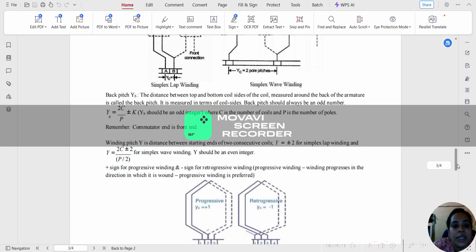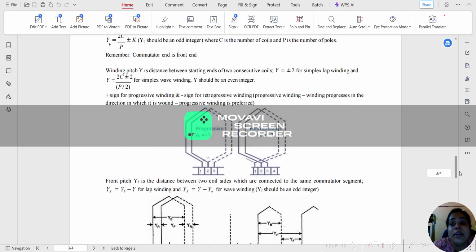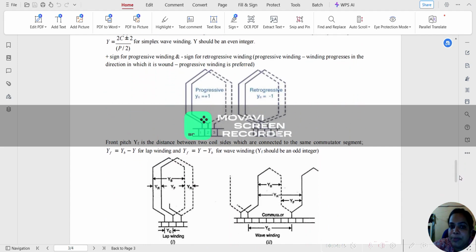Next, we are going to study progressive and retrogressive winding. What is meant by progressive winding? You can see this diagram. I will draw it. You also try to draw along with me. This is a progressive winding. This is our lap winding diagram. Just see what I am doing. I will be coloring with a different color.